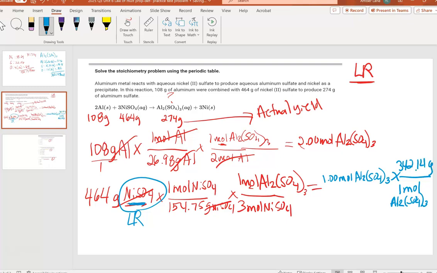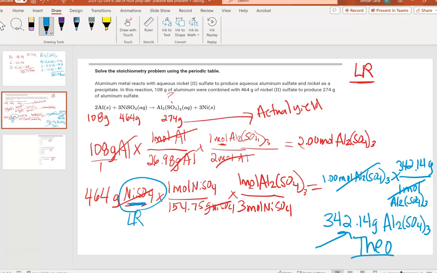Now I'm going to use that in the rest of my problem. 342.14 grams of aluminum sulfate. So my moles cancel out and multiply straight across. So my answer is 342.14 grams of Al2(SO4)3. This answer in grams is my theoretical yield. And I need that.